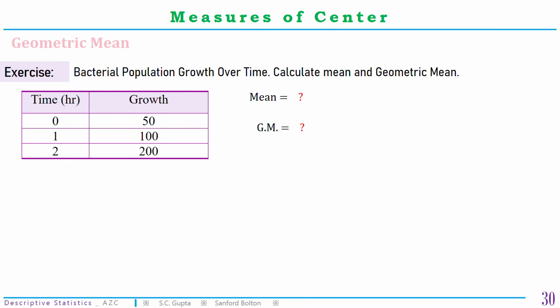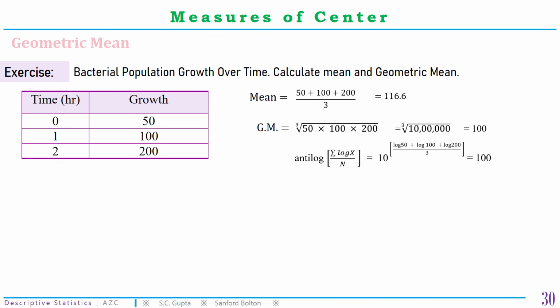Bacterial population growth over time is given in a table. Calculate mean and geometric mean. When we put the values in the equation, we get the mean equal to 116.6 and the geometric mean equal to 100.